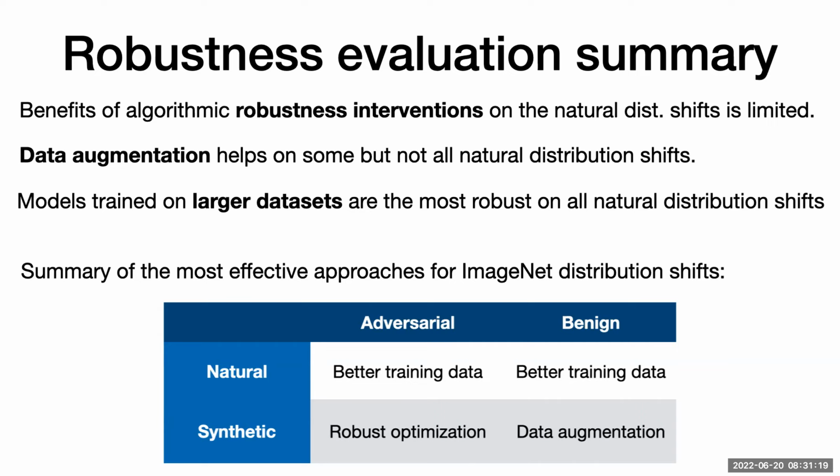Is there any fundamental difference between adversarial perturbations and natural distribution shifts, in that they seem to perform very differently? Yeah, that's a really good question.